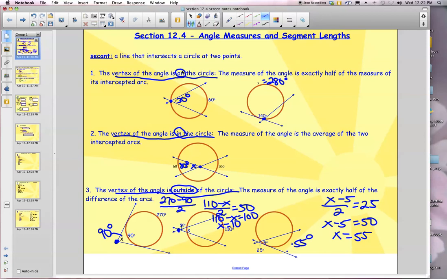So on the circle, if the vertex is on the circle, it's half of the arc. If it's inside the circle, you have to add your arcs and divide by 2. And if it's outside the circle, you have to subtract your arcs and divide by 2.